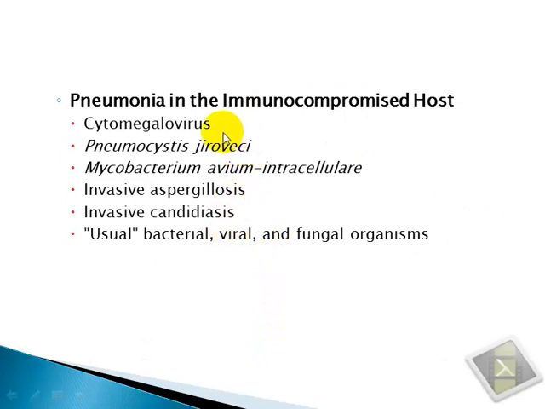Pneumonias in the immunocompromised host, the last category, are caused by relatively usual bacteria, and unusual bacteria, which may lead to disease. So all those usual bacterial, viral, fungal organisms which are present around you may lead to pneumonias in the immunocompromised host.